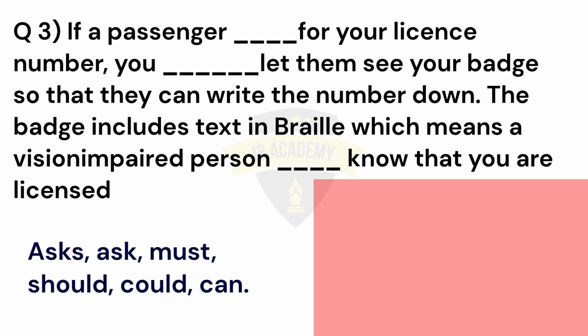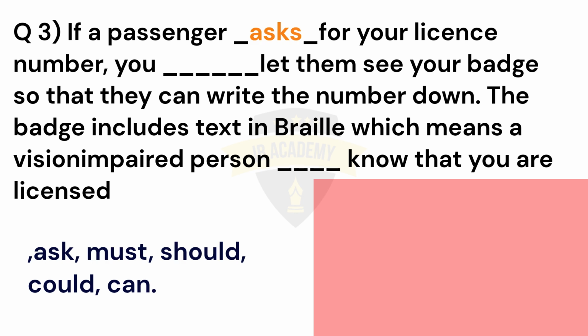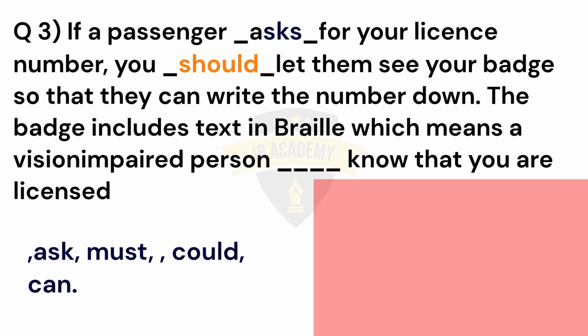Here the first blank is for the verb ask, with s or without s. If there is only one person, we use asks with s at the end. If there are more than one person, then we use ask without s at the end of the word. We explained this topic in detail in the next question. The second blank we already learned, must and should. Here it is not compulsory to show your badge. Like if the person is blind, he or she cannot see, but they can touch the badge. So we will use should in this option.